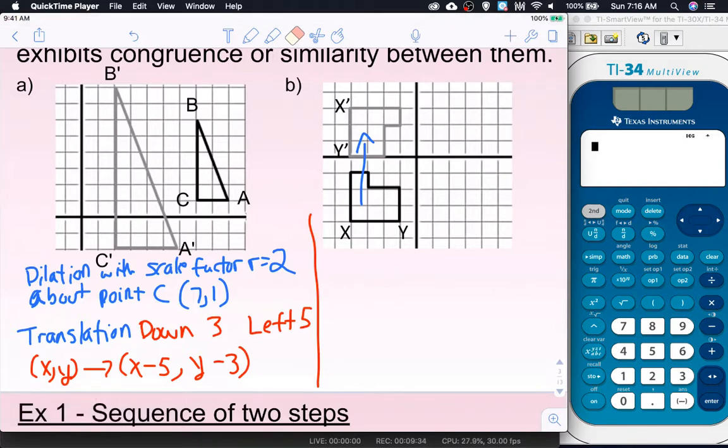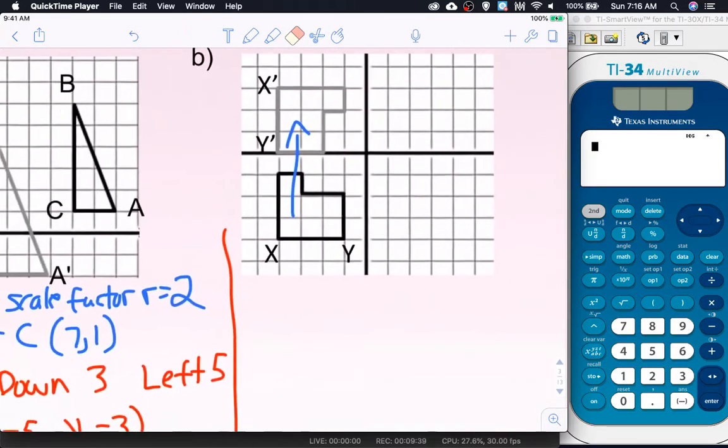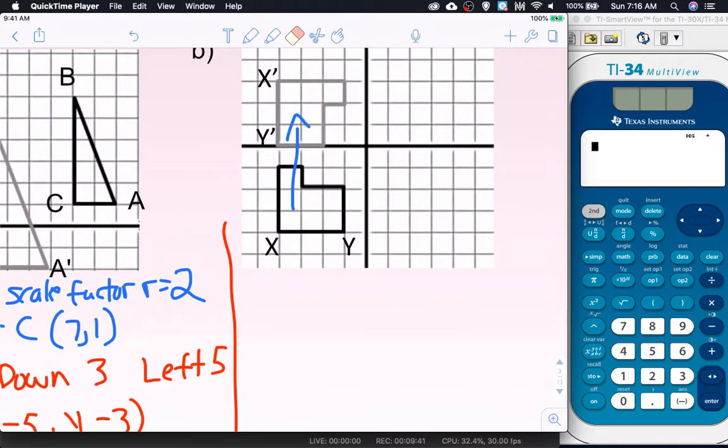Okay? Letter B. Let's see if we can zoom in a little bit here. All right, so that's what we got. So take a second and look. You don't have to write just yet, but look, what types of operations are happening? What sequence do you see?